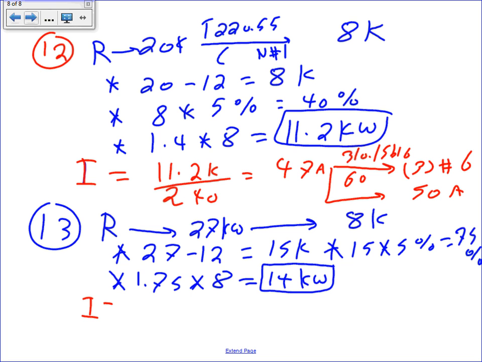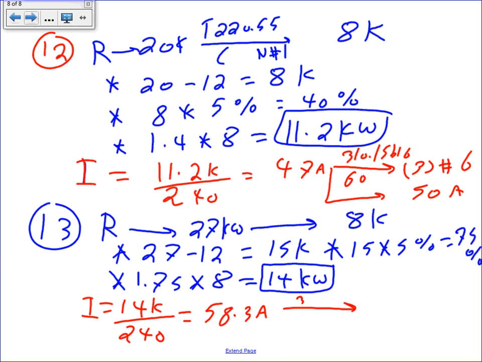Find the current: I equals 14 kW divided by 240. That's 58.3 amps. Now I think we exceeded number 6, because number 6 can only give me 55.